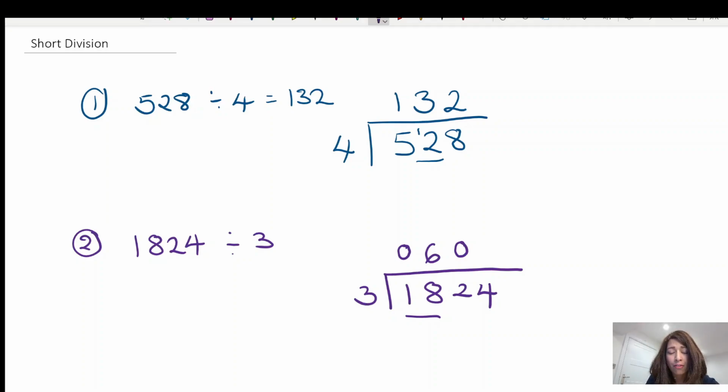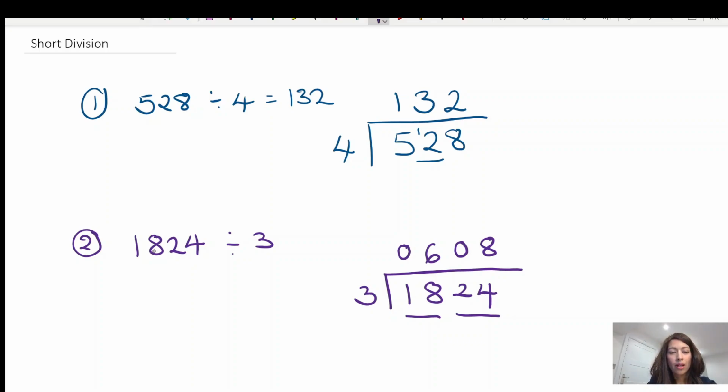Now, very important to make sure we add this 0 here. Quite often people forget to add this 0, and this is where the common mistake occurs, and you'll get a completely different answer if you miss this step out. So there are no 3s in 2, and we look at 24 now. How many 3s are in 24? And we know there are 8. 8 times 3 is 24, and there's no remainders.